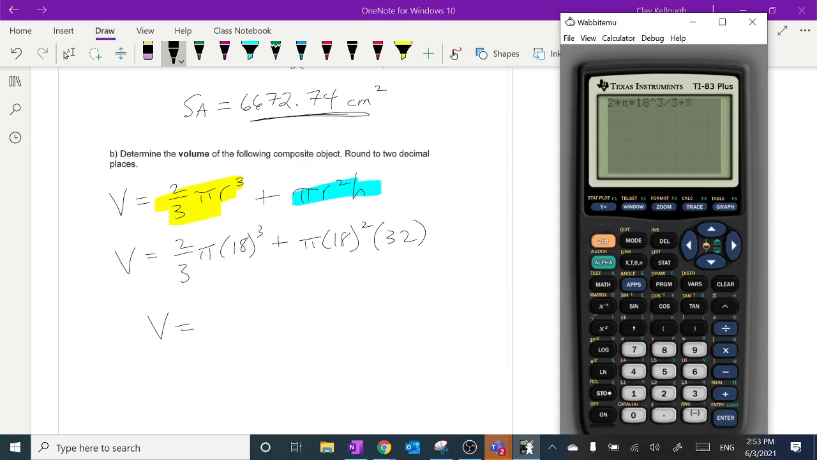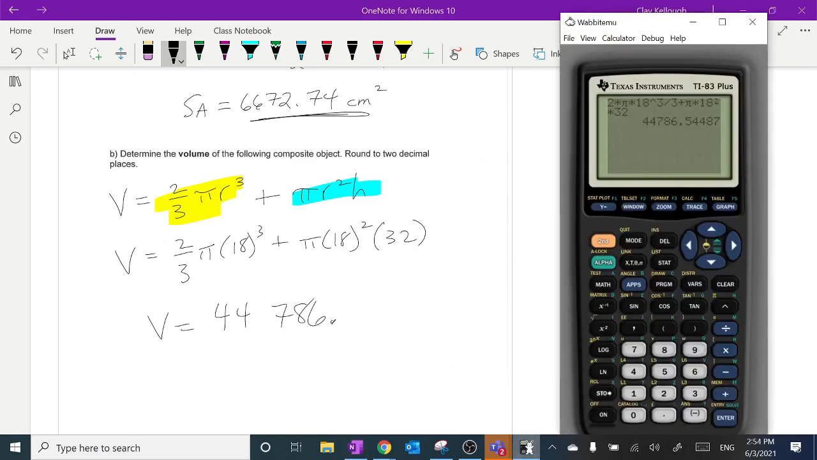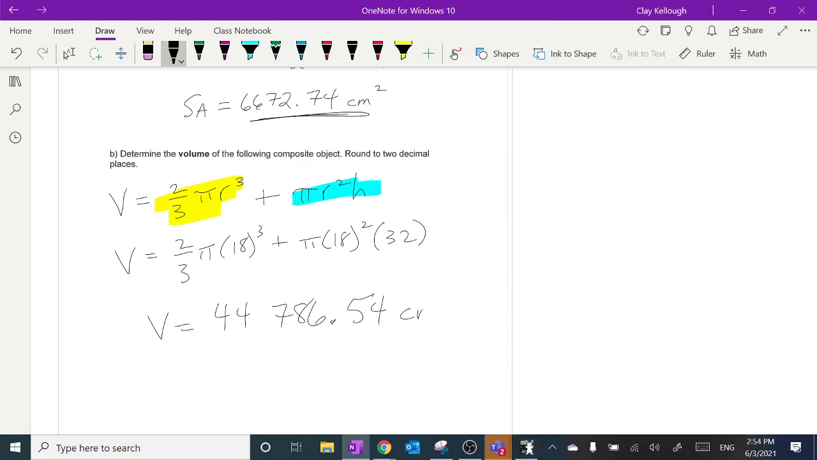Plus pi times 18 squared, I have a squared button, times 32. Okay, let me just double check that that looks right. 2 pi 18 cubed divided by 3 plus pi 18 squared times 32 equals 44,786 point. We wanted 2 decimal places. A 5, then a 4. And that's centimeters cubed. Okay. Any questions on how I did that one?